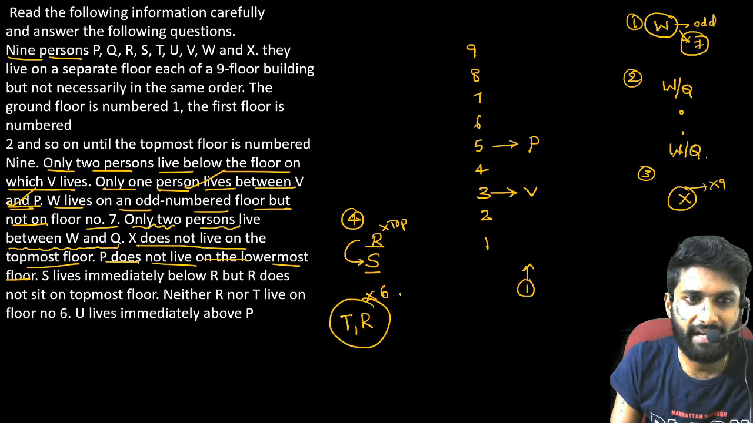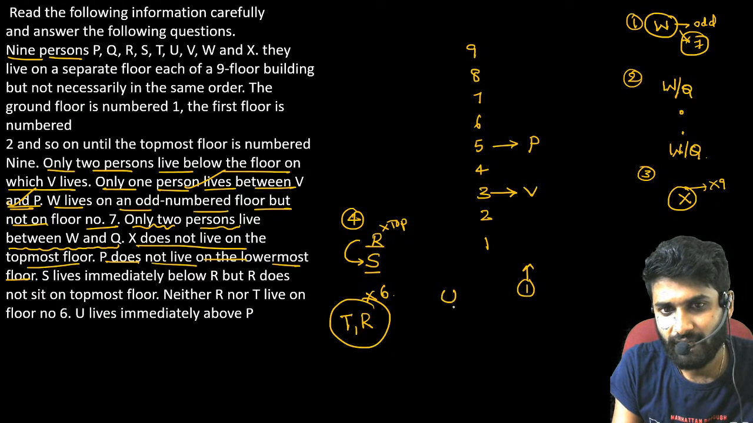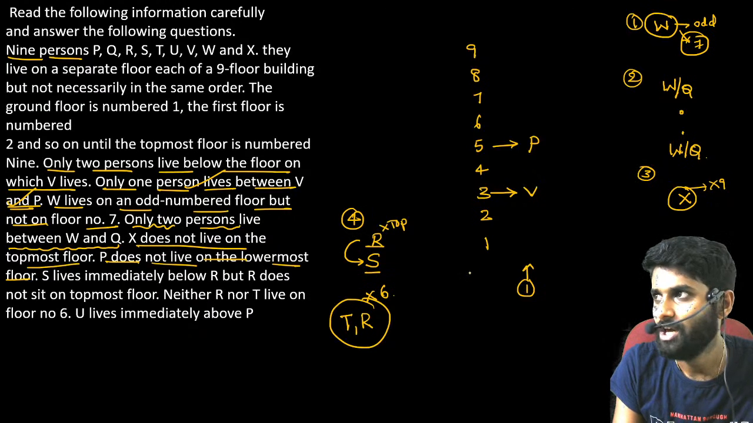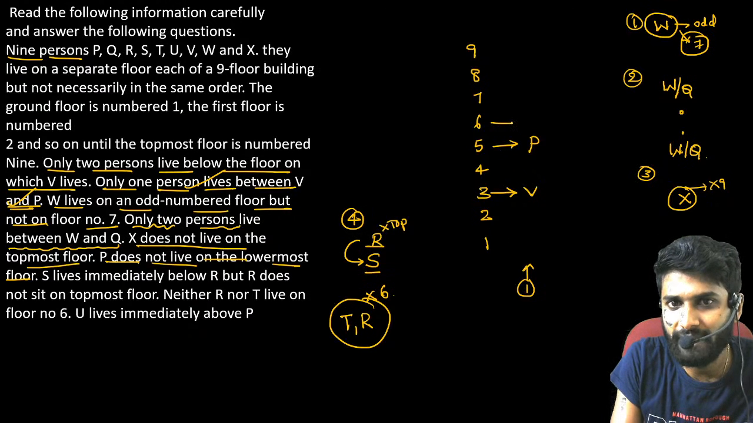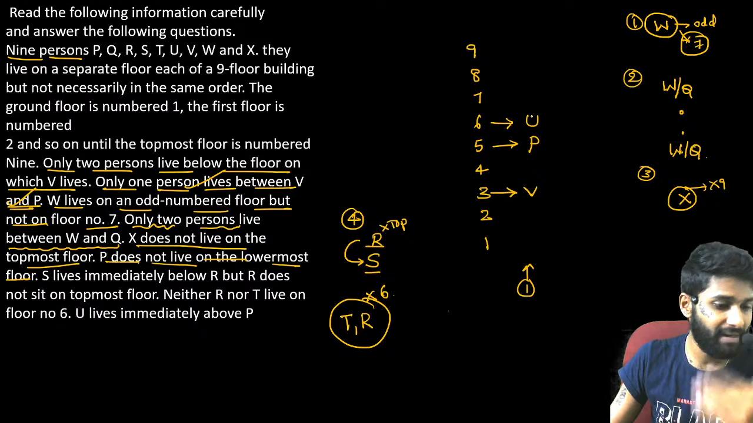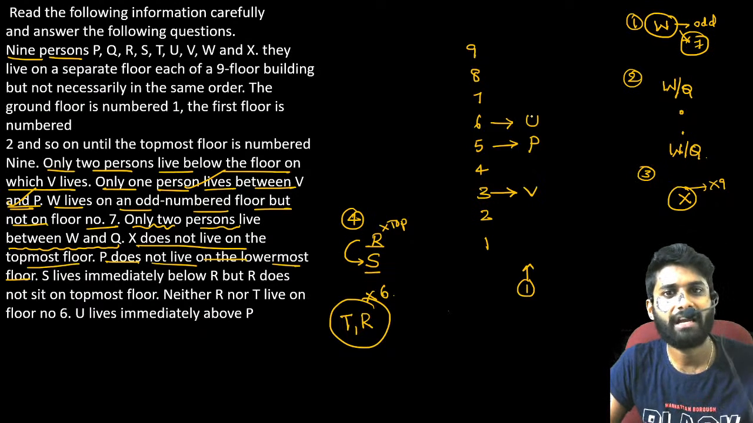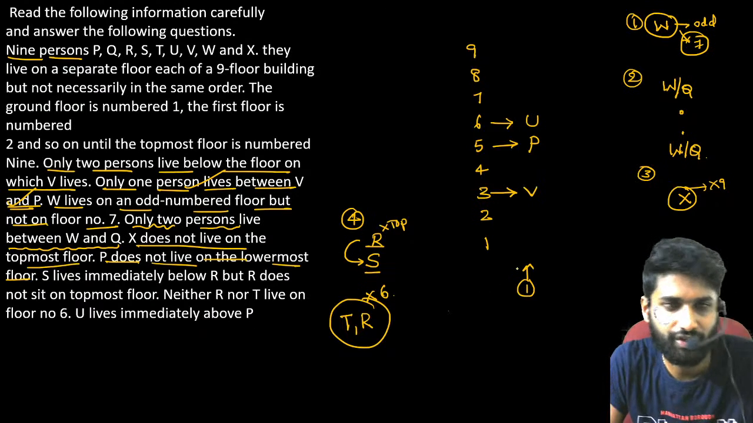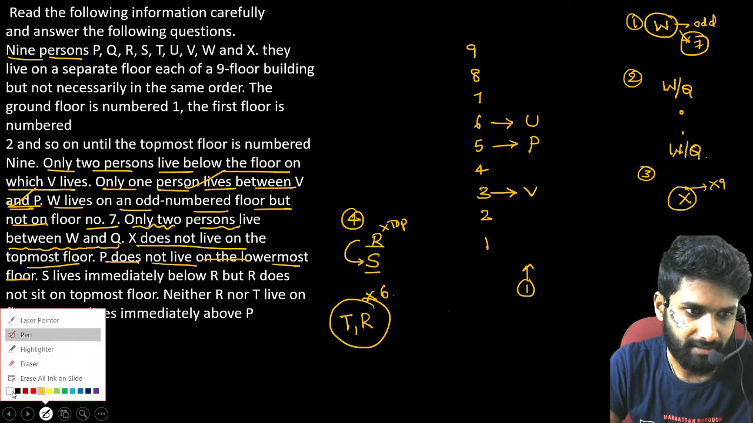U lives immediately above P. Now you can confirm these particular points. U lives immediately above P means you can confirm U is on the sixth floor. Immediately above means the floor directly above only. So you can confirm the sixth point. So this is the information, you guys. Now move on.